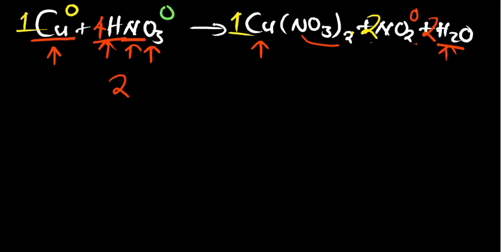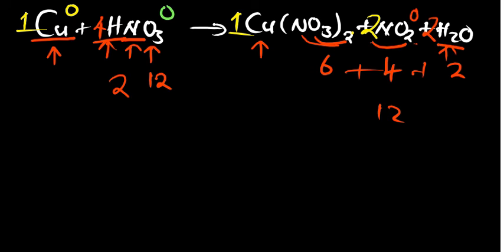Oxygen here we have got 4 times 3 giving us 12. The other side 3 times 2 is 6, 2 times 2 is 4, and then there we have 2 times 1, that is 2. So 6 plus 4 plus 2, that is also 12. So we've now balanced the entire equation. The number of all the atoms on the left and the right hand side are balanced.